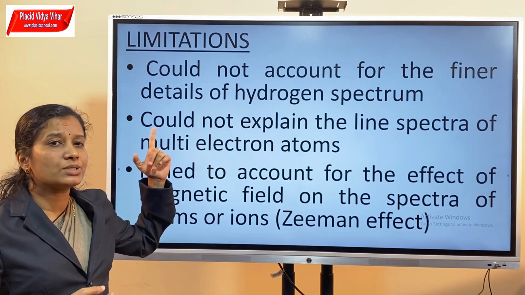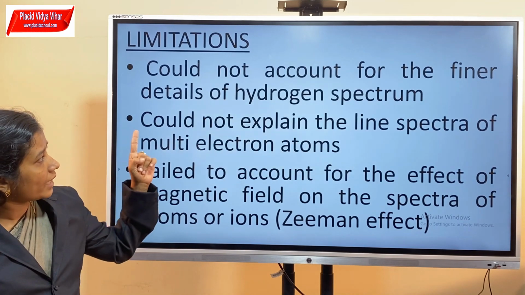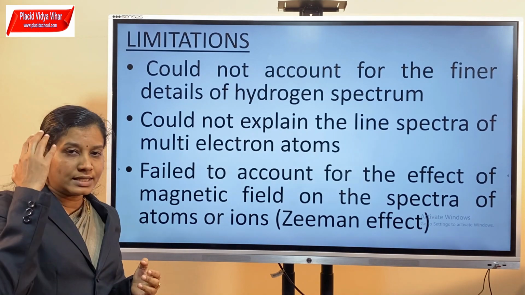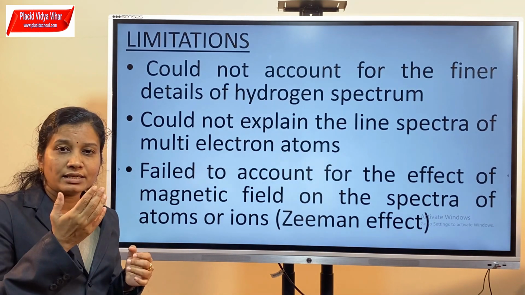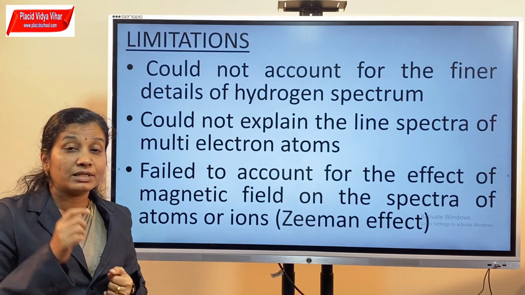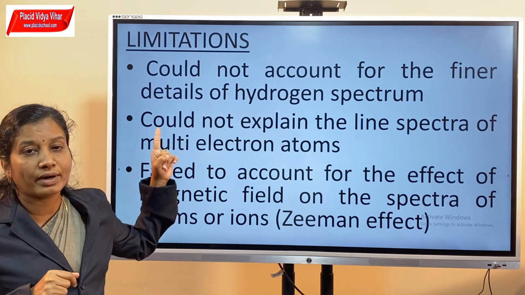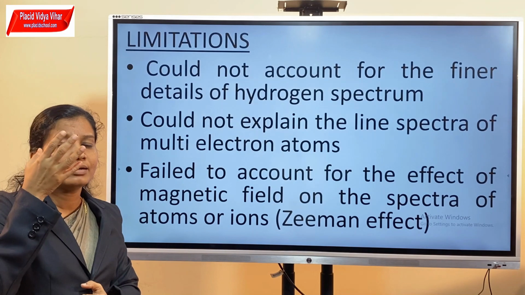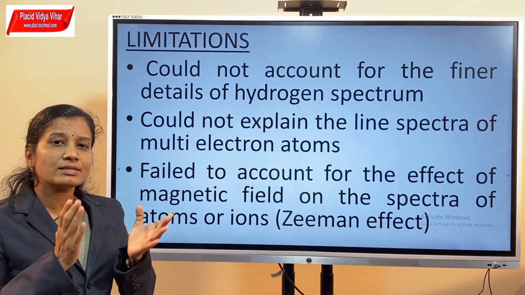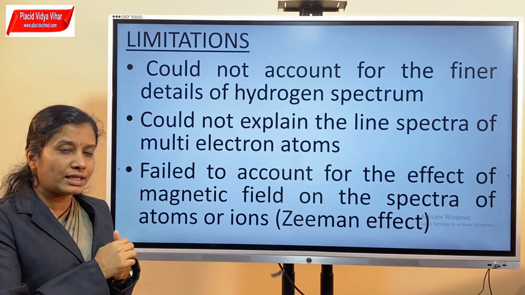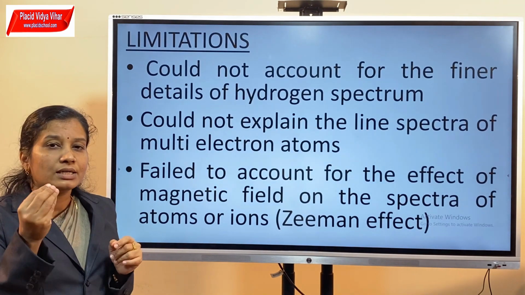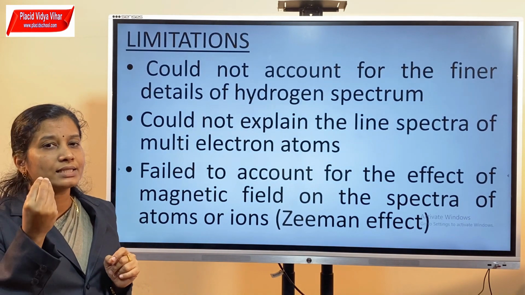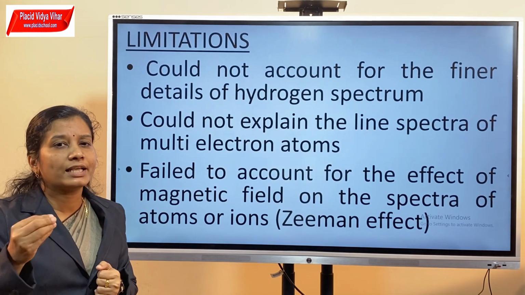Then we come to the limitations of Bohr model. First one, could not account for the finer details of hydrogen spectrum. So the success of Bohr model is that he explained the atomic spectrum of hydrogen atom, but the limitation is what? He could not account for the finer details of hydrogen spectrum. He noticed some more lines in the atomic spectrum. So if only the shells are there, we get only some lines. But he finds certain other lines in addition to these circular paths. So that is the drawback of this Bohr's model. He can see a number of finer lines in the hydrogen spectrum that he cannot explain.